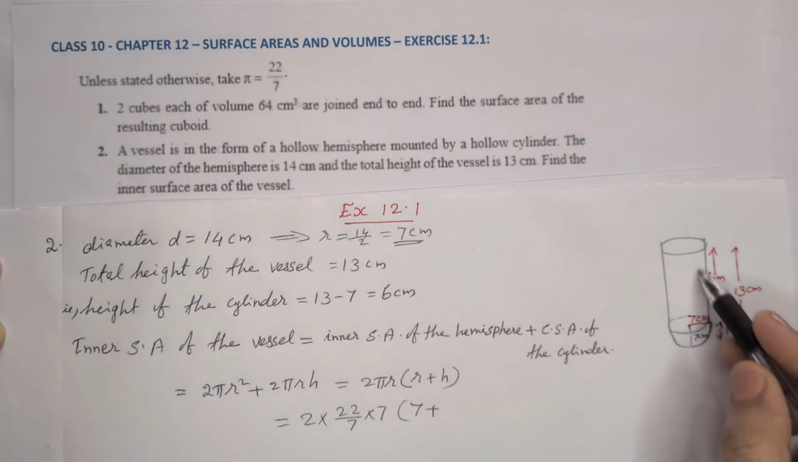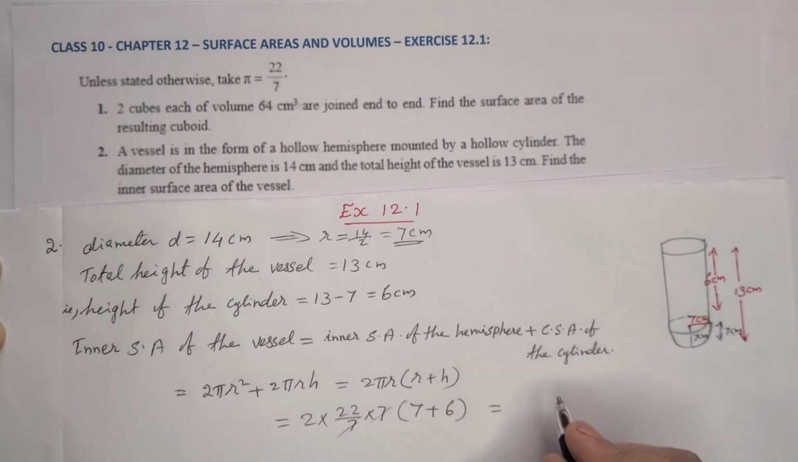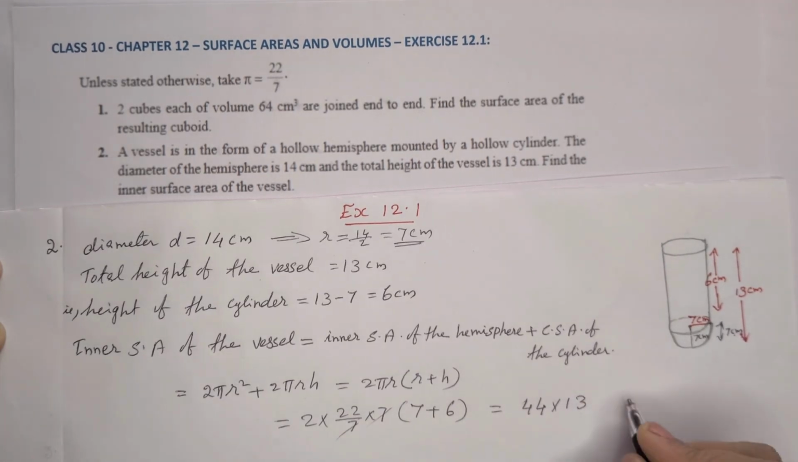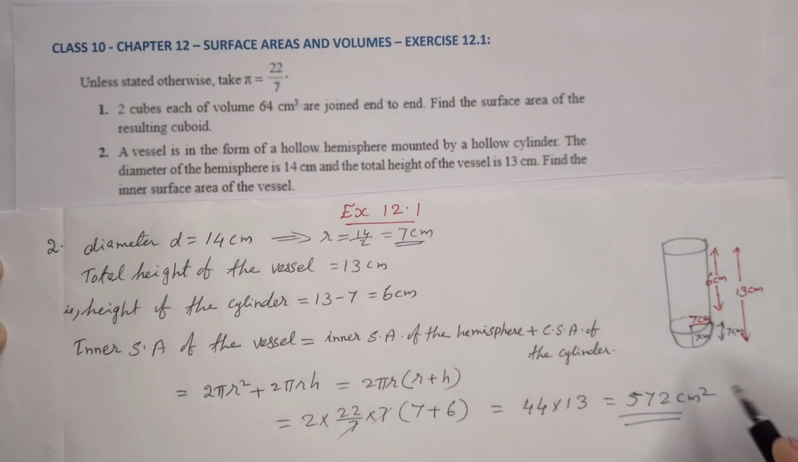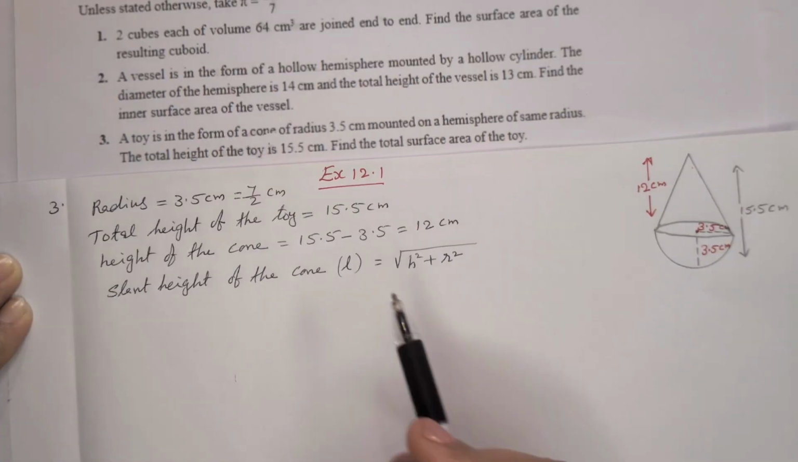2 pi rh is for the inner surface area of the cylinder. So height of the cylinder is 6, which is equal to, 7 we can cancel, 2 into 22, 44 into (7 plus 6), 13, is equal to 572 centimeter square. So inner surface area of the vessel is equal to 572 centimeter square. Question number 3.